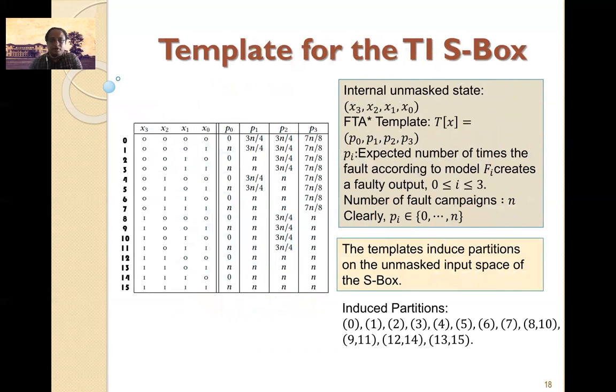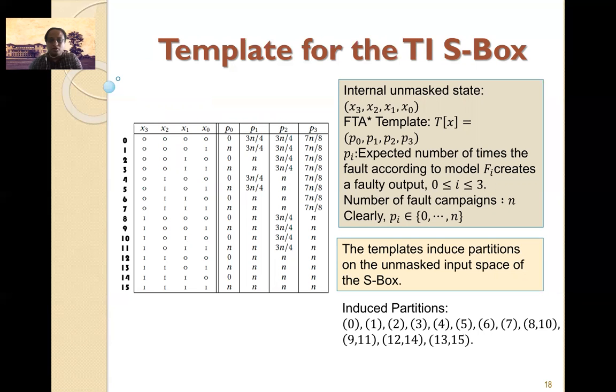So now we build the template for the TIS box. So here are the different unmasked states, x3, x2, x1, and x0. For each of them, I've got the template denoted as tx, which is denoted by the variables p0, p1, p2, and p3, where any of these variables, say pi, stores the expected number of times the fault occurs according to the fault model fi, and whether it creates a fault or it doesn't create a fault. According to that, we consider the number of times that you get such occurrences of fault. That is the expectation of the number of times the fault is created in the output.